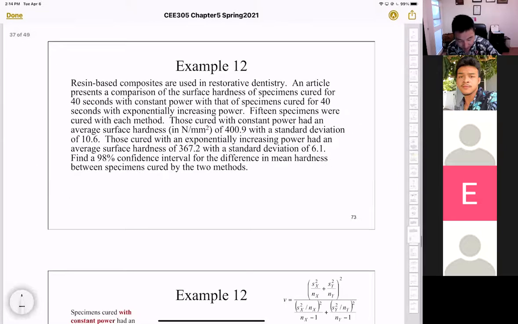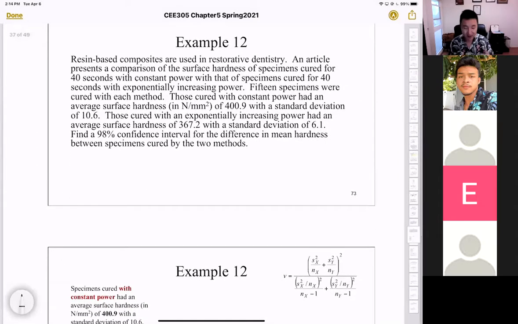And here is the example for that. Again, look at the last sentence. 98% confidence interval. This is the difference in mean, so the difference between two means. Then depending on the sample size, it is a large sample or small sample. If it's a large sample, we should use the equation from the early section, section 5.4. If the sample size is small, we should use the equation here.